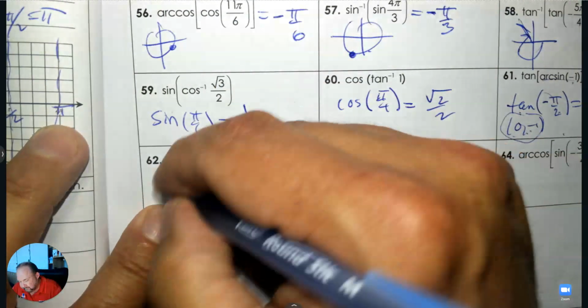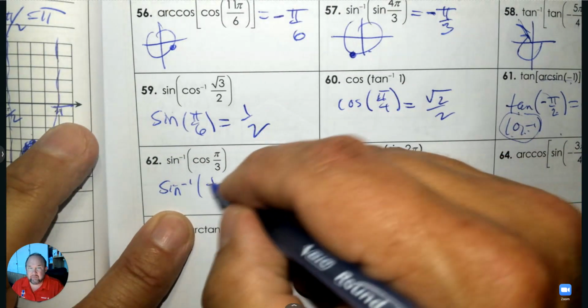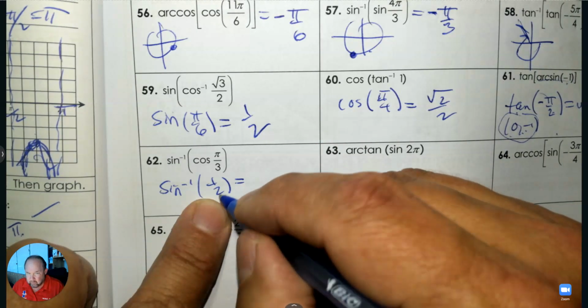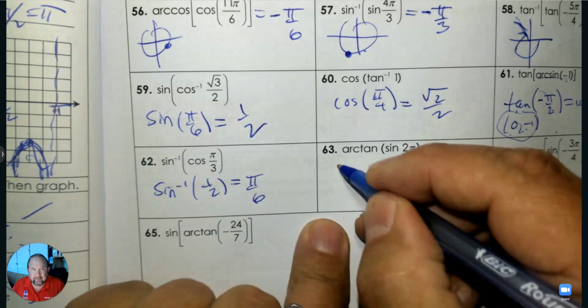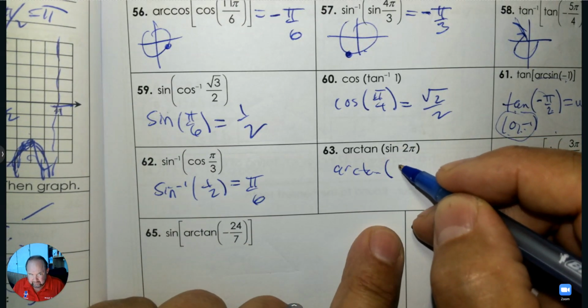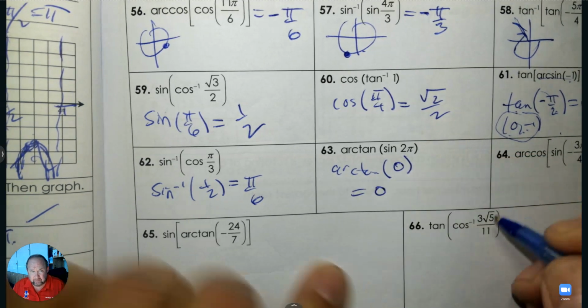The value of cosine at pi over 3 is the x coordinate at pi over 3. The inverse of that, where's the y coordinate, 1/2, is pi over 6. Sine at 2 pi is the y coordinate there, which is 0. Arc tangent at 0 is also equal to 0.